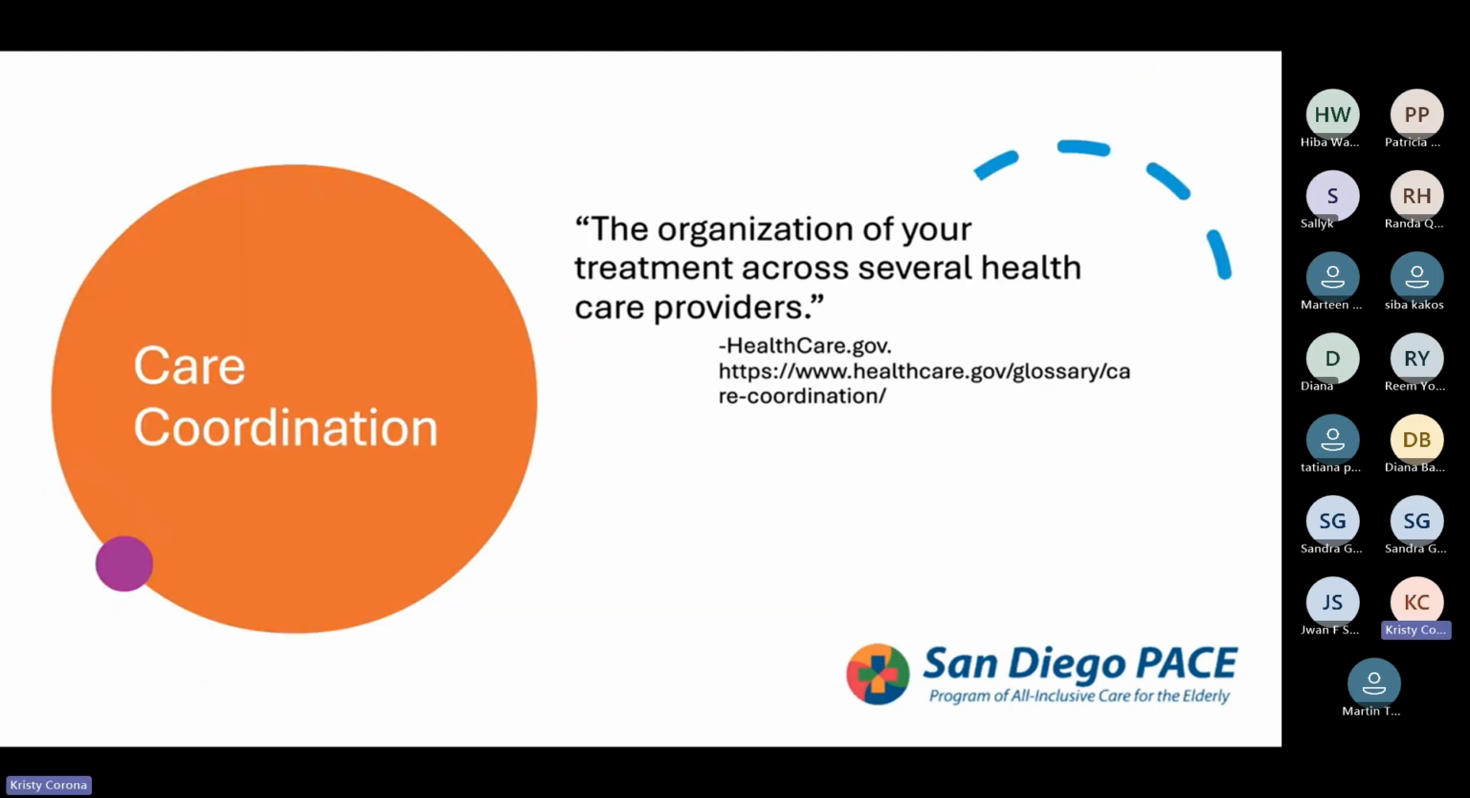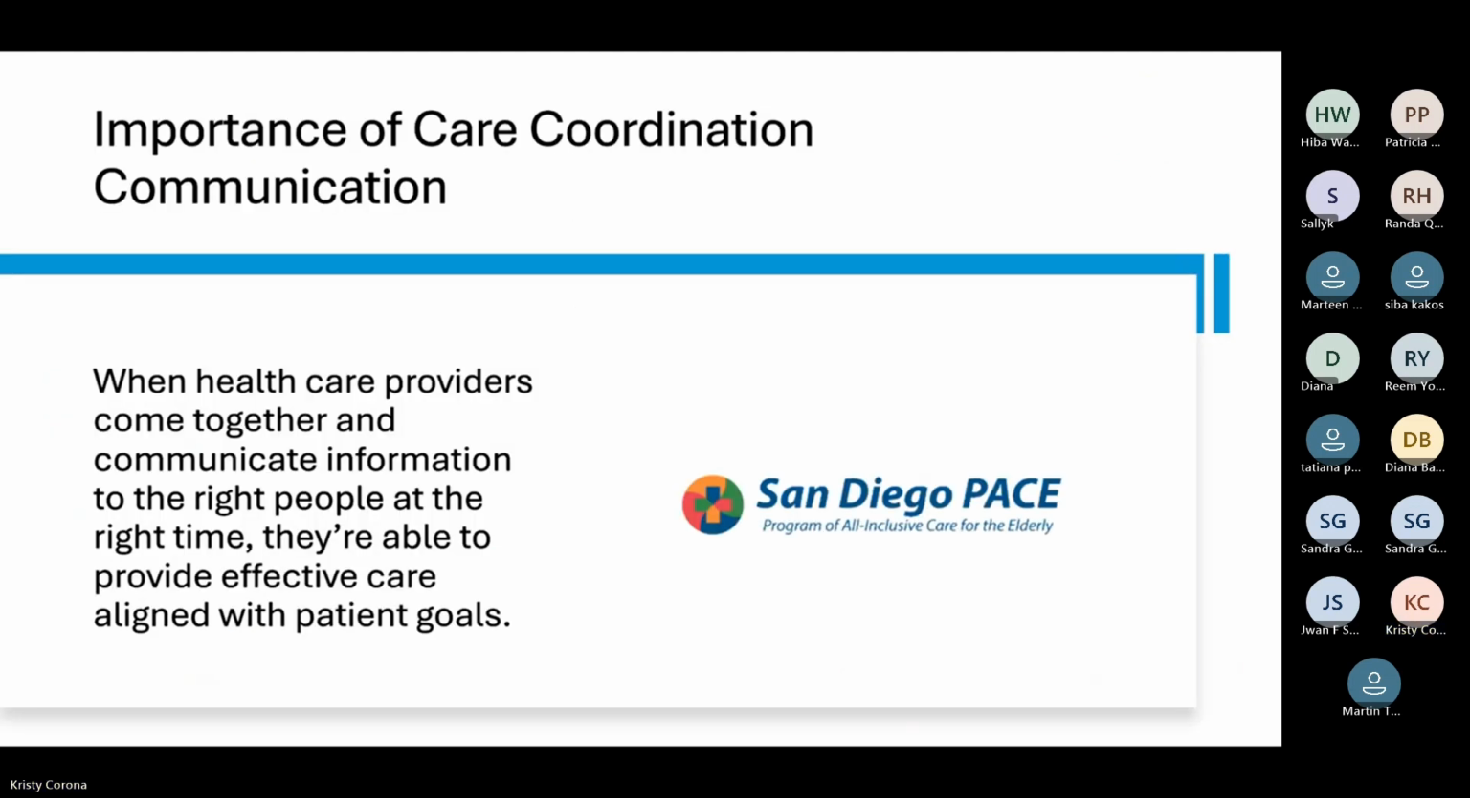Care coordination is the organization of your treatment across several healthcare providers. This was according to healthcare.gov. And the importance of care coordination communication: when healthcare providers do come together and we communicate information to the right people at the right time, then we're able to provide effective care aligned with patient goals.